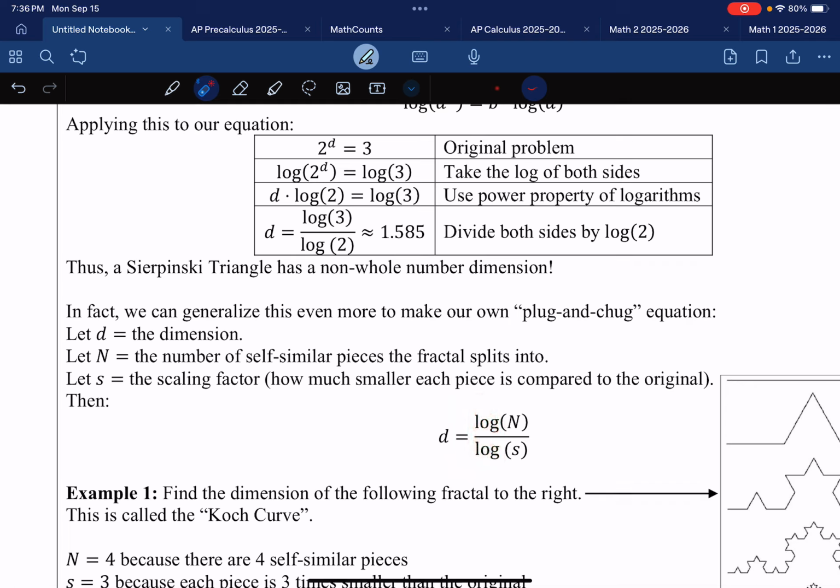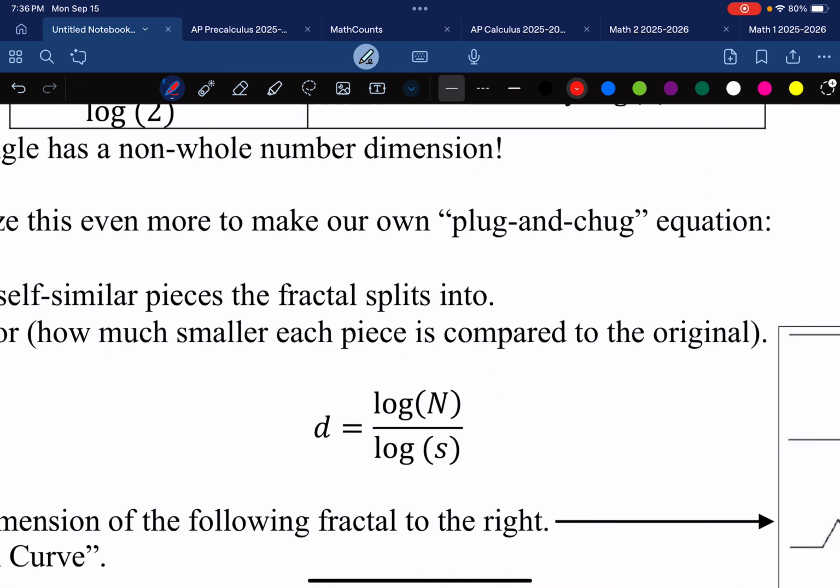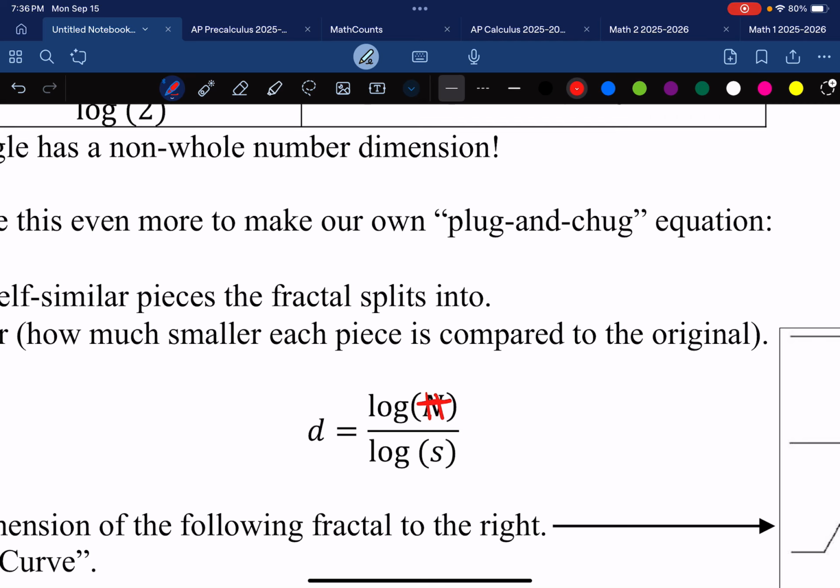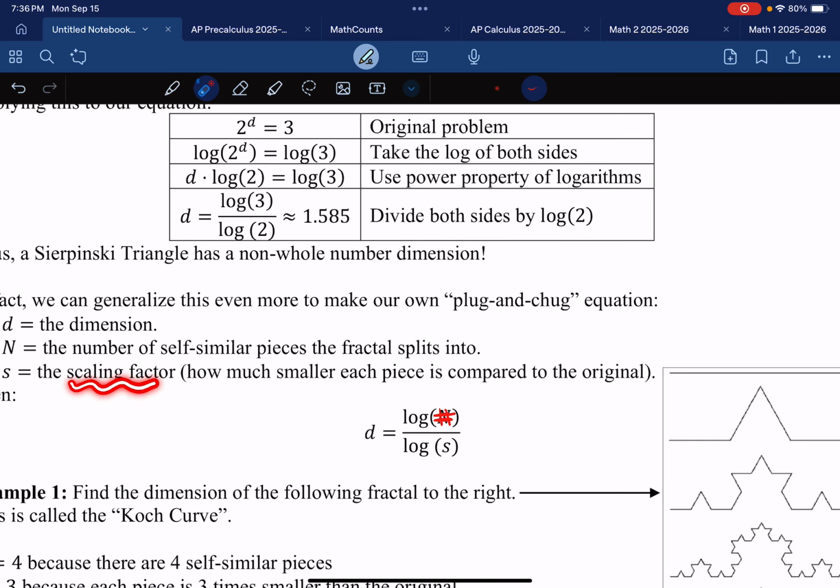So we're going to say that n is the number of self-similar pieces. A lot of students will generalize this and just say it's log of the number of pieces. And then s is the scaling factor of the size of the sides. So size of the sides, definitely an s right there.